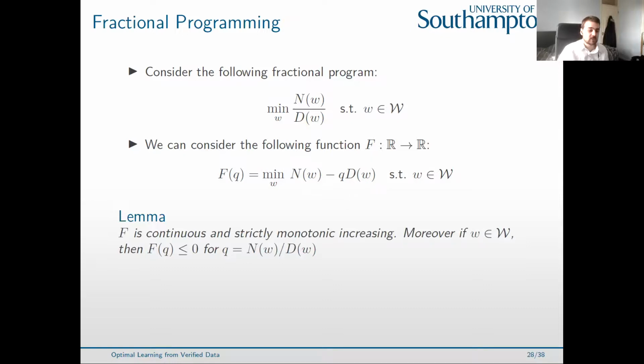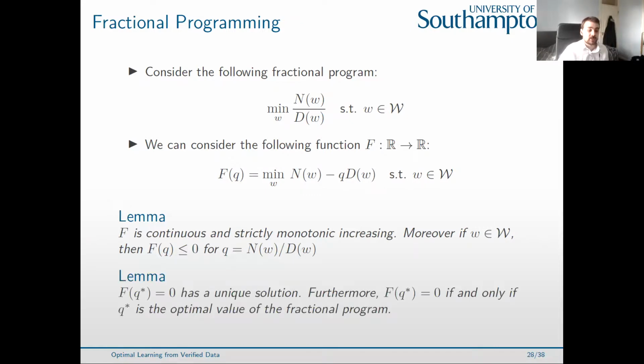The first is that this function is continuous and it's monotonically decreasing. And moreover, if W is a feasible point in your set, then F(q) will be less than or equal to 0 if you simply just set q to the evaluation of n over d at W. So immediately F(q) can tell us when a point is feasible. So this is very useful.